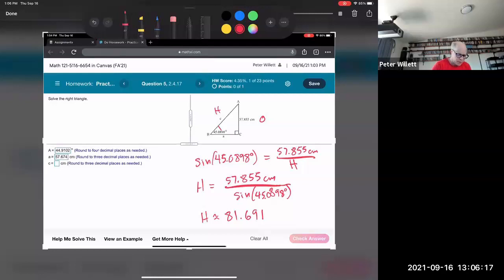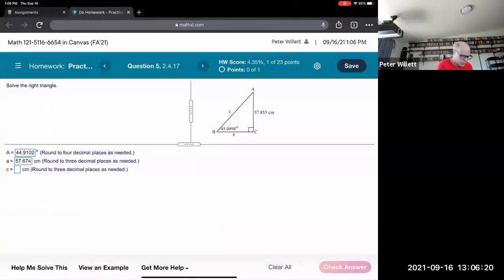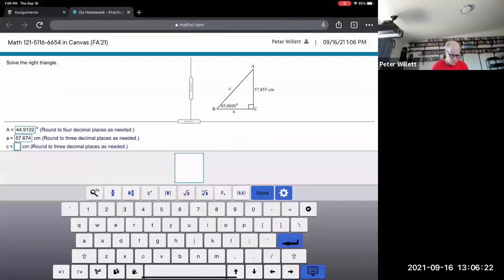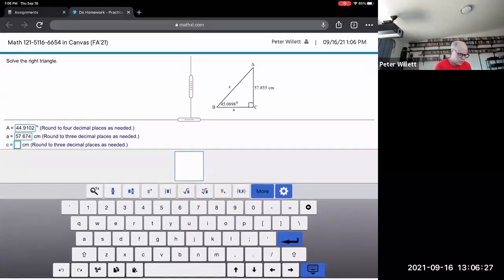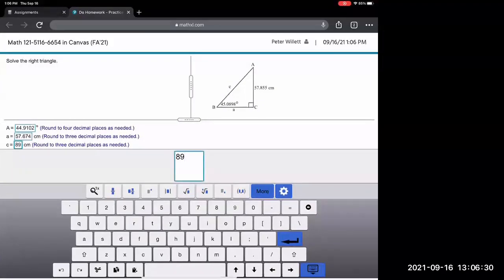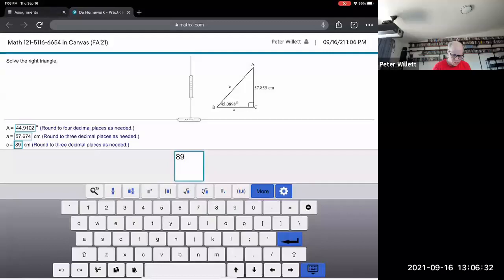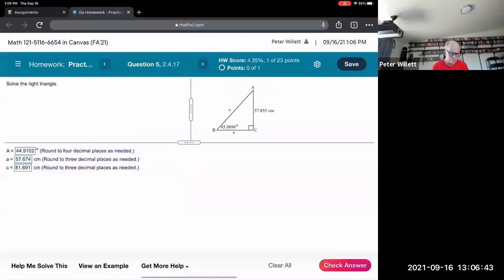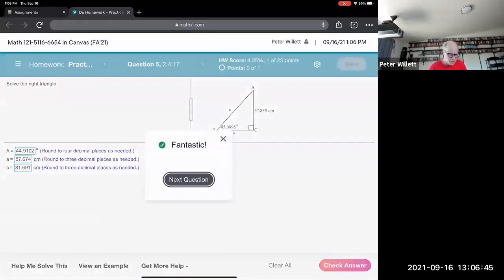So I'm going to put that in. Not 89, 81. 81.691. So hopefully I didn't make a mistake there. Let's see. So that was how we solved for this triangle in problem 5 on the practice problem set for section 4.